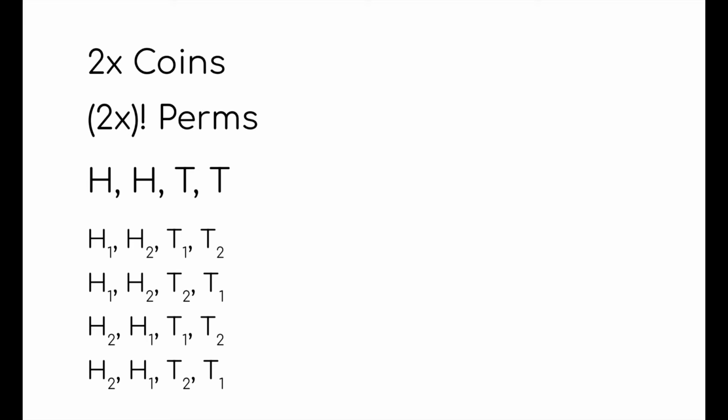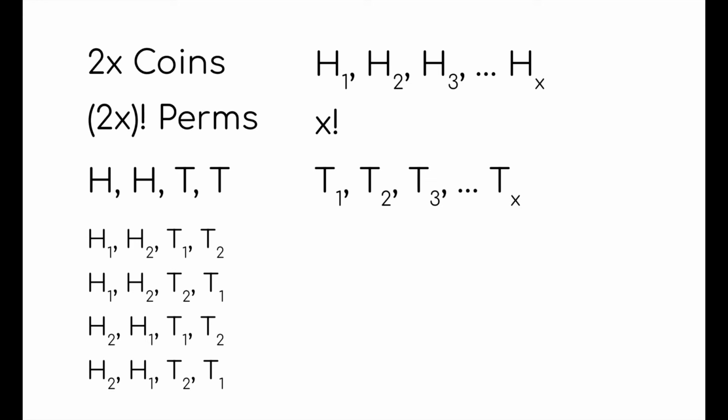So that means we have to divide our 2x factorial by some amount. What is this amount? The number we need to divide by is the number of ways to rearrange the heads and the tails individually. The number of ways to rearrange the heads is the same as the number of ways to rearrange the tails, so we'll just focus on the heads. If we have x different coins that are heads, how many ways are there to rearrange them? Using the permutation factorial formula, it's just x factorial, and that is the same for the tails too. So the total number of ways to get an equal number of heads and tails for 2x coins would be 2x factorial over x factorial squared.